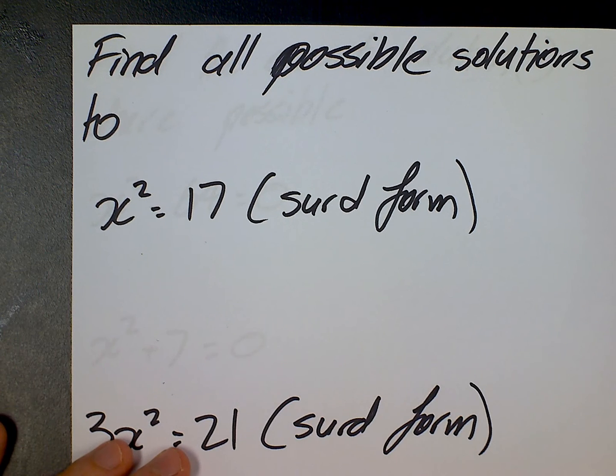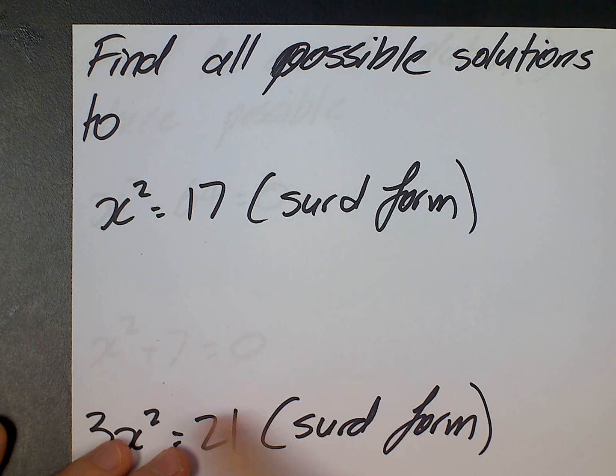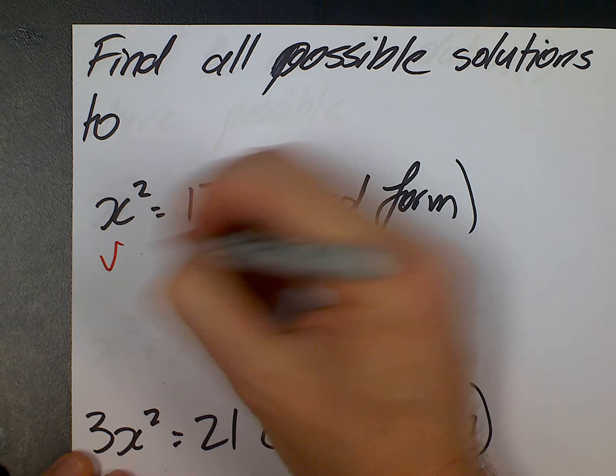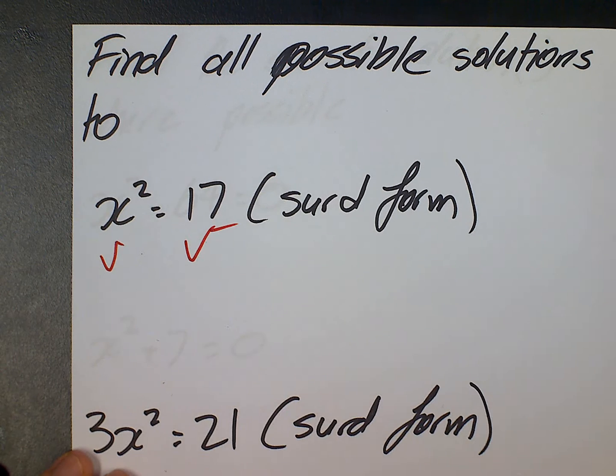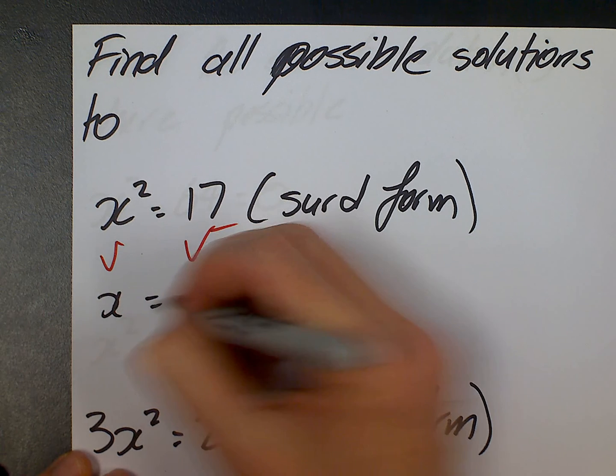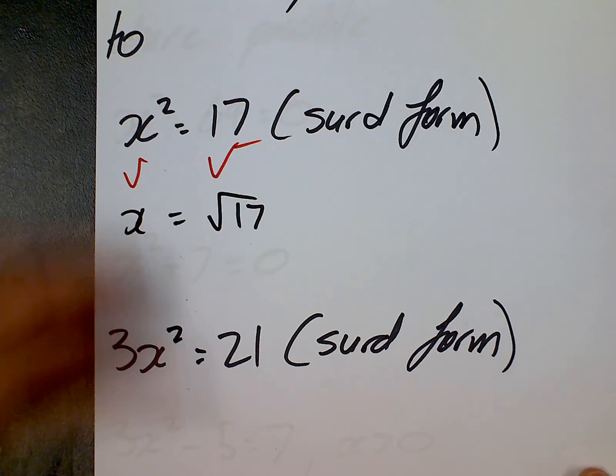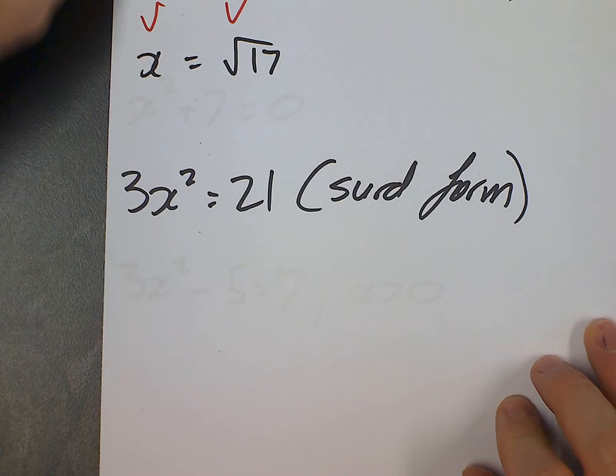Now, we're going to leave these in surd form. So find all the possible solutions. Now, we actually did this prior, so I'm just going to do that one really quickly. We square root both sides, x equals the square root of 17. Okay, just leave it in surd form, leave it in square root form.